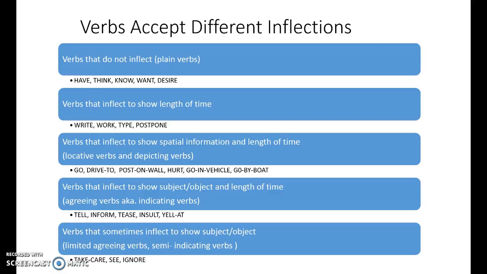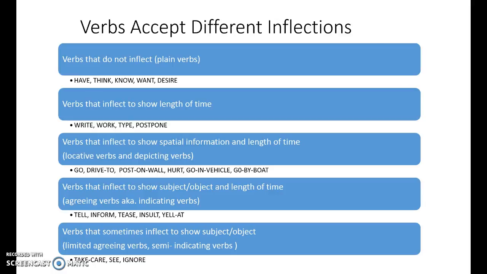Now, verbs that show length of time inflections are verbs like write, work, type, or postpone. Those words can be modified in such a way that they show write for a long time by making a circular movement, or work for a long time with a circular movement, or type again and again with that rapid back and forth movement that changes the meaning to mean again and again, or postpone again and again by that repeated motion. So these types of verbs do inflect to a small degree to show you what's called aspect. That is, whether something's happening once, continuously, or repeatedly.